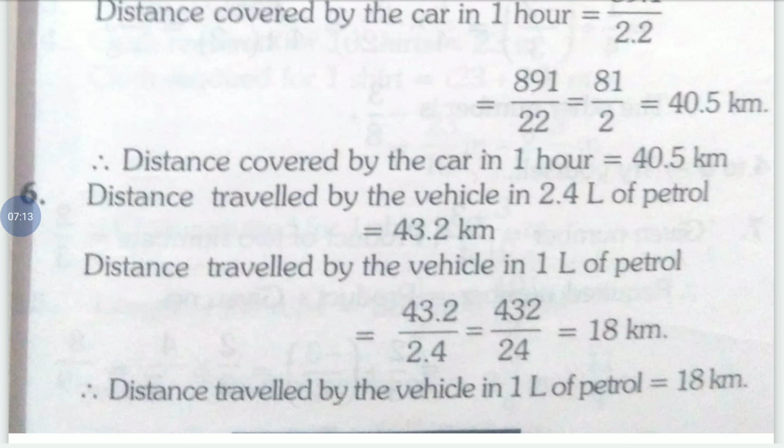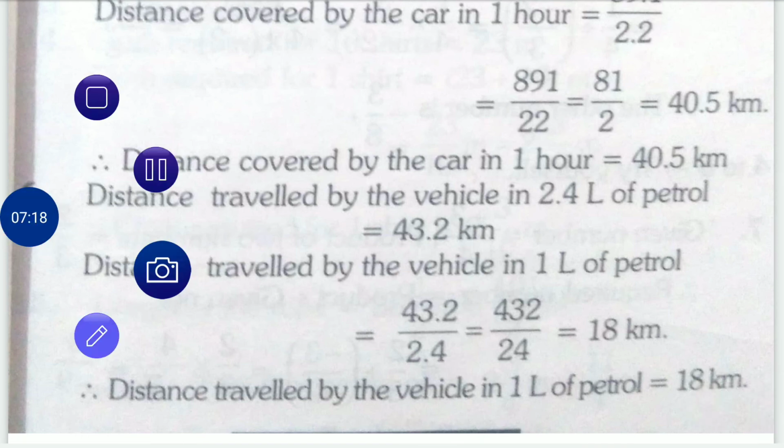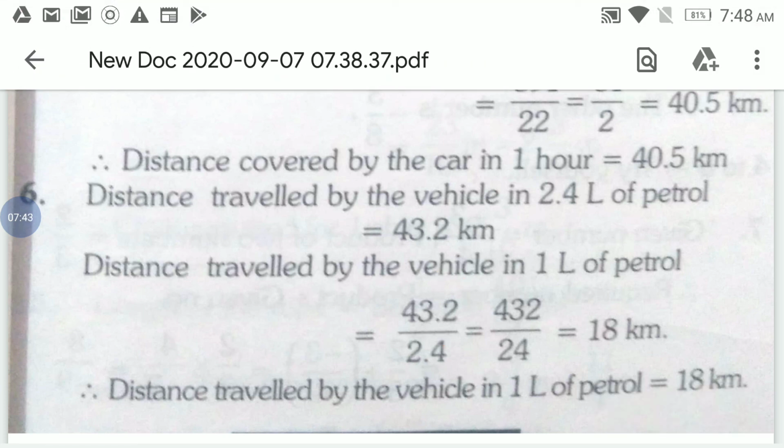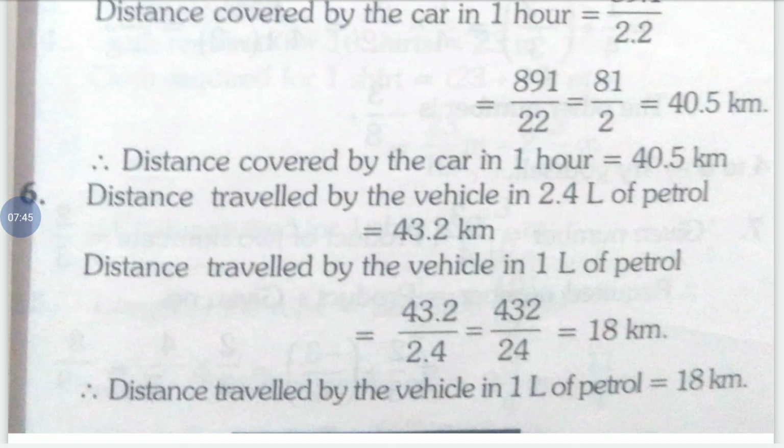43.2 divided by 2.4. Again here, in your divisor or denominator, there is a decimal point. You have to remove the decimal point, shift it by one digit. If you shift by one digit, here also the decimal point is going to shift by one digit, and you will get the number 432 divided by 24. You can do the normal division or reduce to the lowest terms, and you will get the answer 18 kilometers. So the distance traveled by the vehicle in 1 liter of petrol is 18 kilometer.